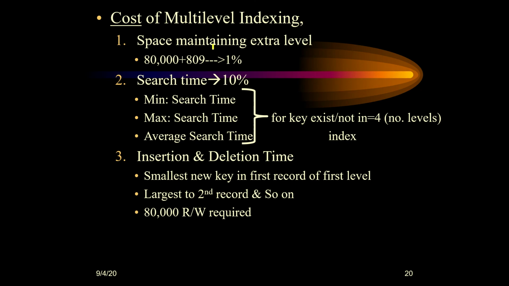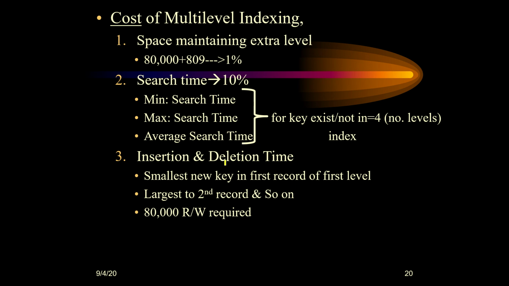Now, considering the cost of multi-level indexing, we have cost problems in mainly three areas. The first one is space, which is used by the data saving procedures. We need to save 80,000 records plus 800 plus 9 records. So it takes this much space to do the procedure for you, which is really about 1% of the cost. The second one is the search time. We mainly need to consider three types of searching: minimum search time, maximum search time, and average search time.